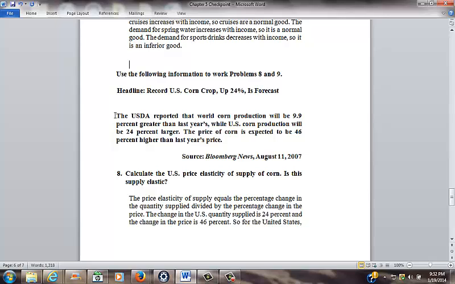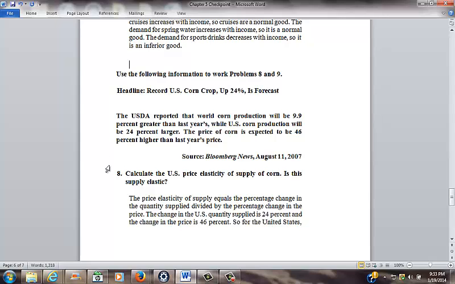Last two questions, problems 8 and 9. The USDA reported, and the headline reads, record U.S. corn crop greater than last year's is forecast, while the price of corn is expected to be higher.